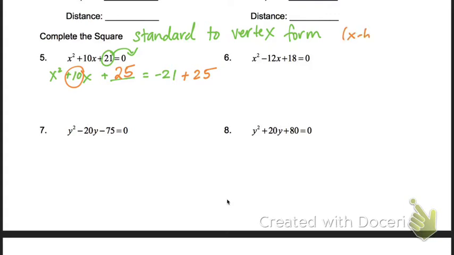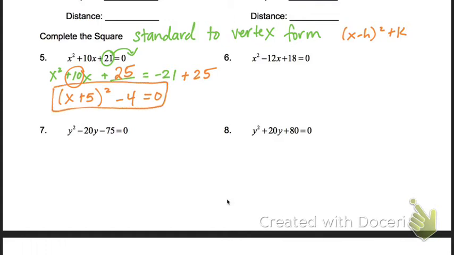The x minus h squared plus k. And so to factor this, it's x plus 5 squared equals 4. I normally just do it all in one step where I put minus 4 equals 0. Like so. So try 6, 7, and 8 now that you have that knowledge.